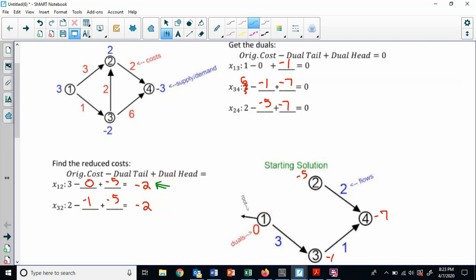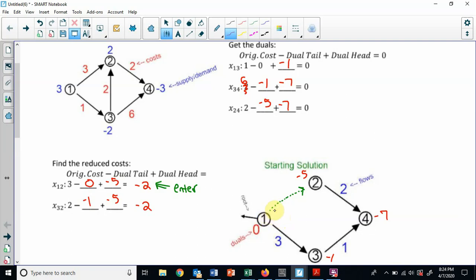So the way we show this is we go over on our network, and typically people draw a dotted line for the variable or the arc that they are entering. So x12 is going to enter, just like we did with the normal LP solving. We had a variable entering. Now what's going to leave? Let's figure out which arc is going to leave.